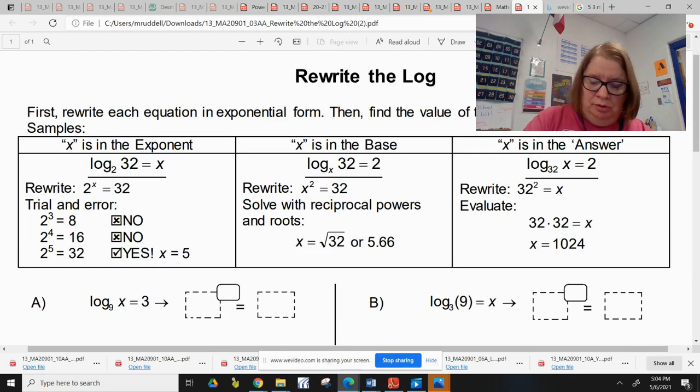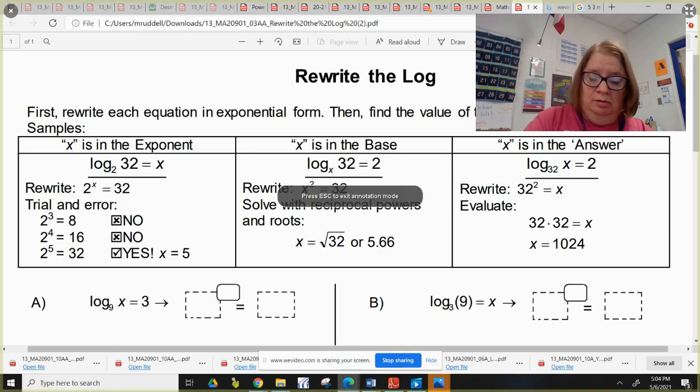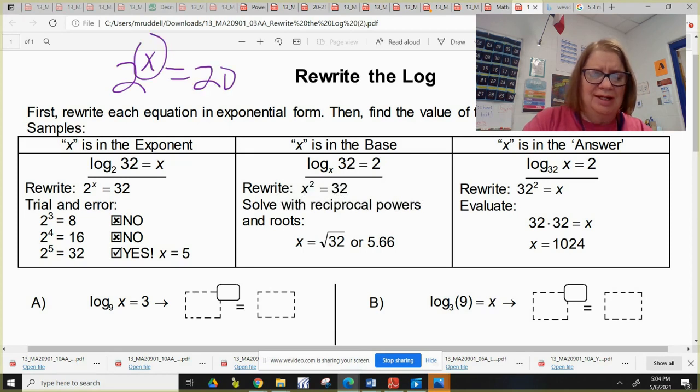So just as a brief reminder, here we go. 2 to the power of x equals 20. If we're trying to solve, we need to isolate this exponent that is the variable. So if we change that to a logarithm, remember the base goes here, the exponent goes to the other side. Now this x is isolated.